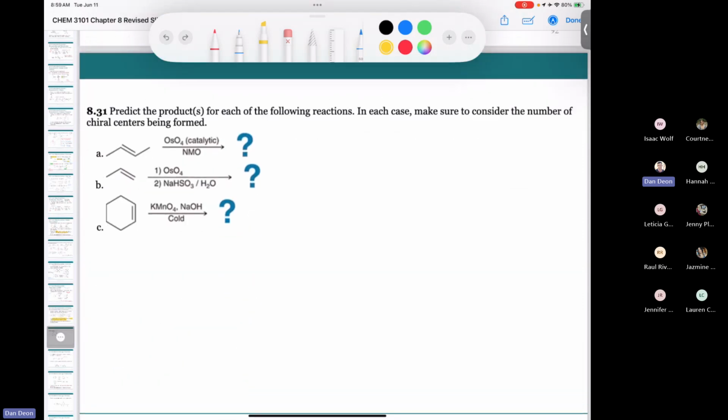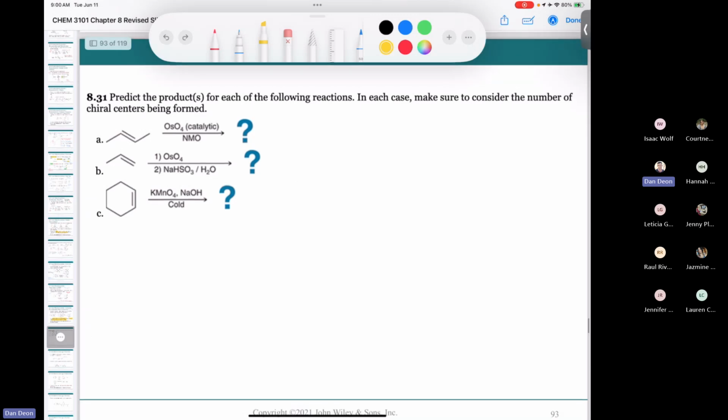So what we're going to do now is take a short break, and then we'll come back and we'll solve these problems. Each one of them makes a syn-diol, but you have to make a judgment call in all of these as to whether you make a stereocenter or not. And maybe you even make a meso compound in one of these. So you have to figure that out as well, okay? So we'll take a short break, and then we're going to come back and solve this problem.